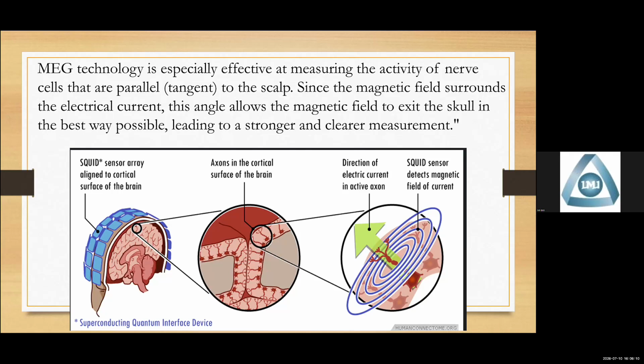Here we saw the MEG. This is the MEG sensor array. Here is an axon in the cortical surface of the brain, and when the ions of potassium and sodium go to the axon, the direction of electrical current in the active axon, the SQUID sensor detects the magnetic field of the current.